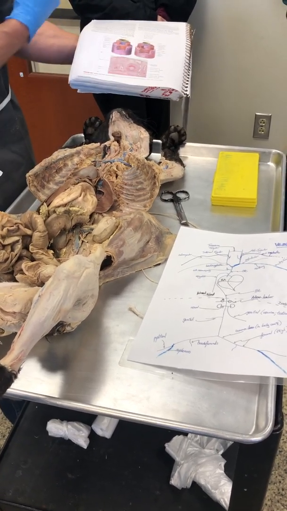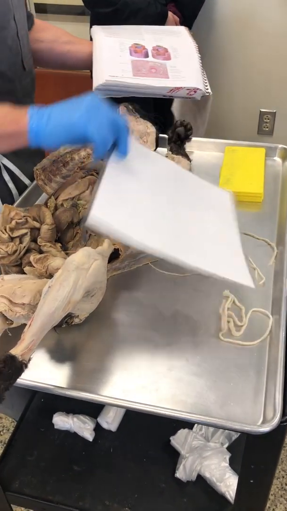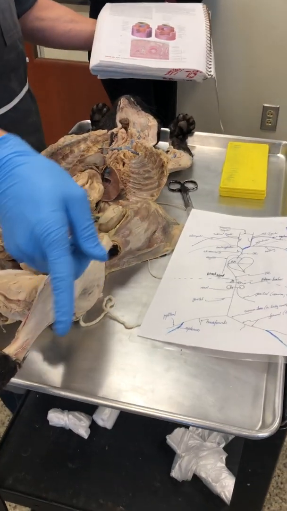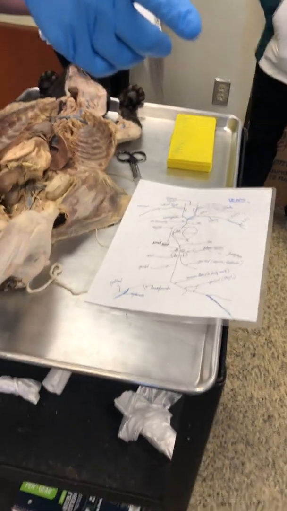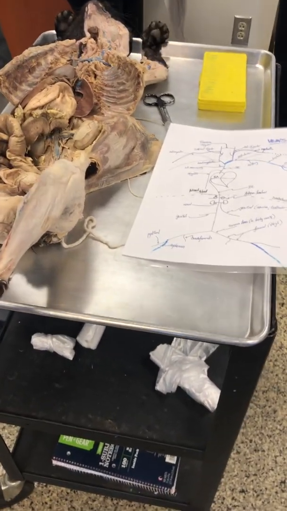So your quiz on the blood vessels will just be these two diagrams. The veins and the arteries of the cat, and you have blank diagrams there to help you. Right? So you can study that. Yes? All right?